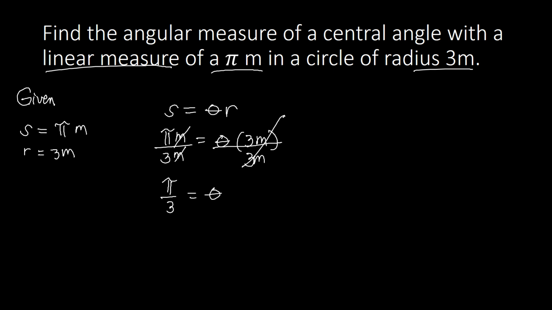So since we are looking for the angular measure, this one here is equal to a pi over 3. This is in terms of our radian measure already because, as I've said, once we don't see any unit of measurement in an angle, that is automatically taken as a radian measure. So this is it. This is your final answer for the angular measure.